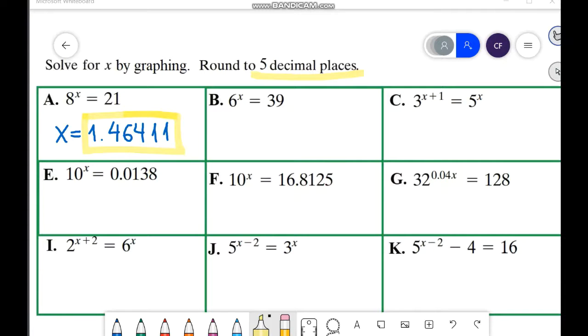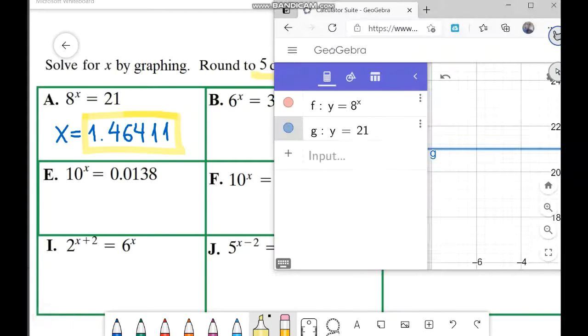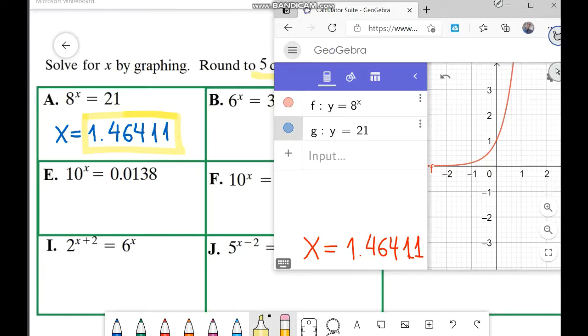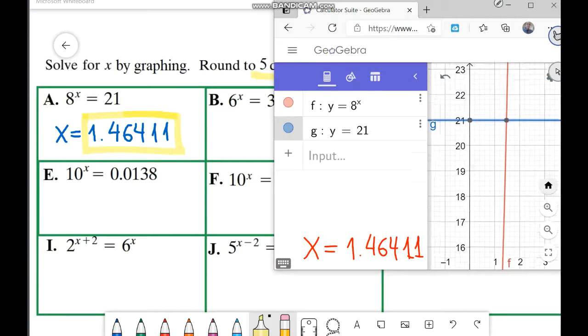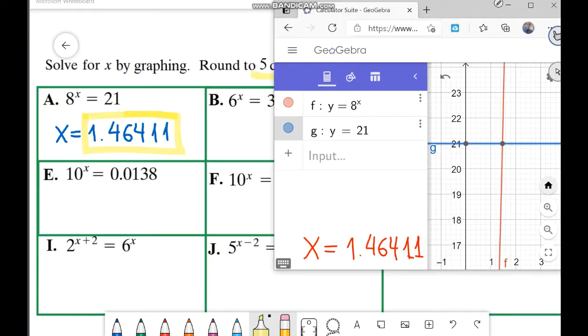Good morning, Adrian. All right, so now try by yourself. What you have to do is represent each side of the equation on its own line, and then you find the intersection, which is going to be the solution. You can click on the point to find the values of x and y. We just need x. X is the first number.